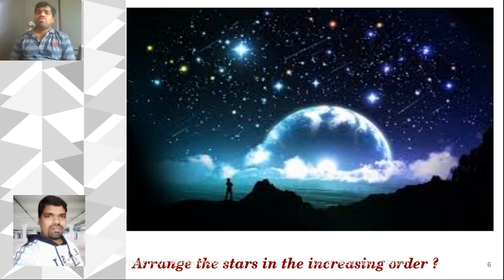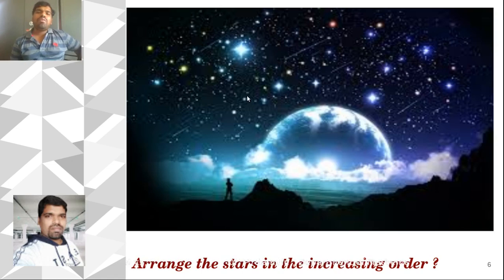In my class, I pick some students, up to 5 or 6 members, or all students. I ask them to arrange the stars in increasing order. It is very difficult, right? They see that this is a big star, and this is a big star, and next to this is another big star, next to that another big one, and so on.